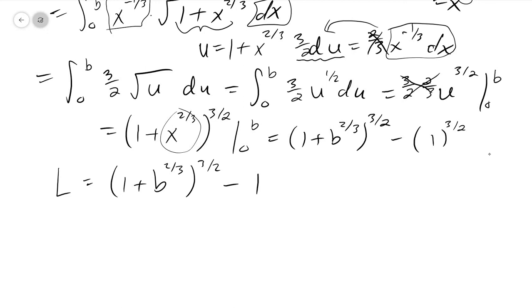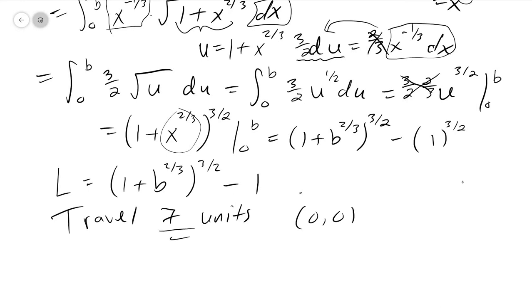And now, how is this helpful? Well, let's say we want to find the point that we end up if we travel a total of 7 units. So let's say we are traveling 7 units along a curve, and we're starting at 0, 0. We've got to find what location, what point do we end up at?